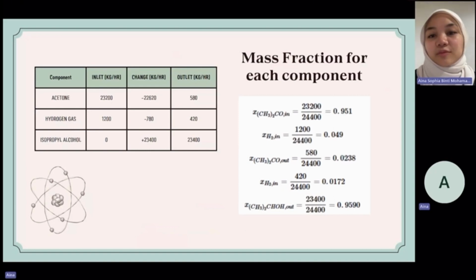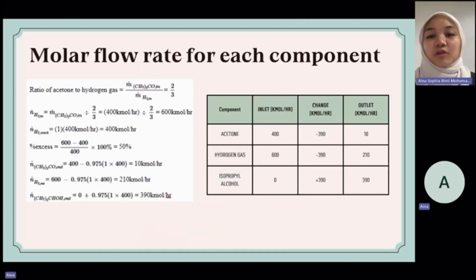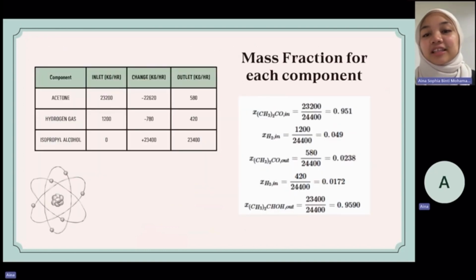So based on the tabulated data, we can see that molar flow rate and also mass flow rate for isopropyl alcohol is larger compared to acetone and hydrogen gas. It is our goal to achieve high value for the isopropyl alcohol.